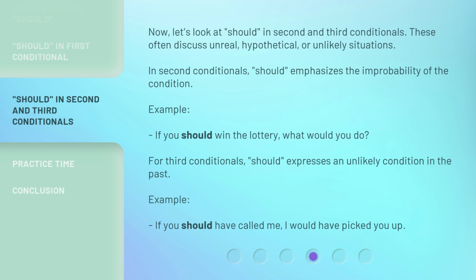Now, let's look at should in second and third conditionals. These often discuss unreal, hypothetical, or unlikely situations. In second conditionals, should emphasizes the improbability of the condition. Example: if you should win the lottery, what would you do? For third conditionals, should expresses an unlikely condition in the past. Example: if you should have called me, I would have picked you up.